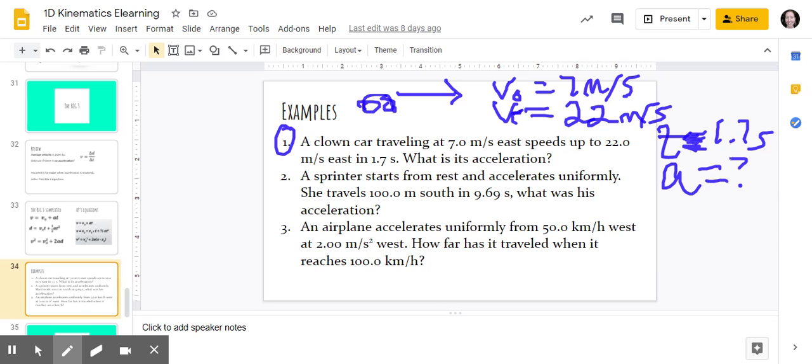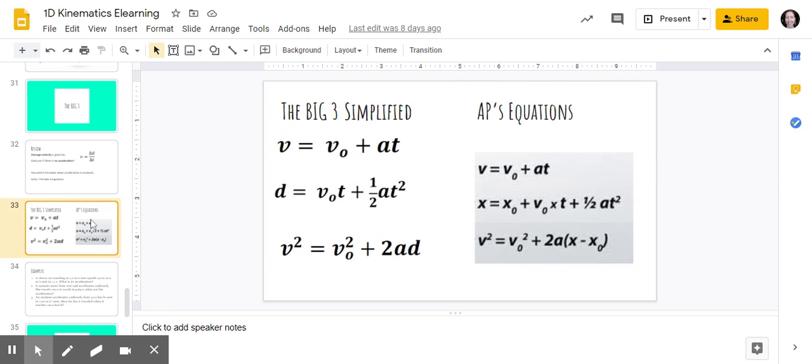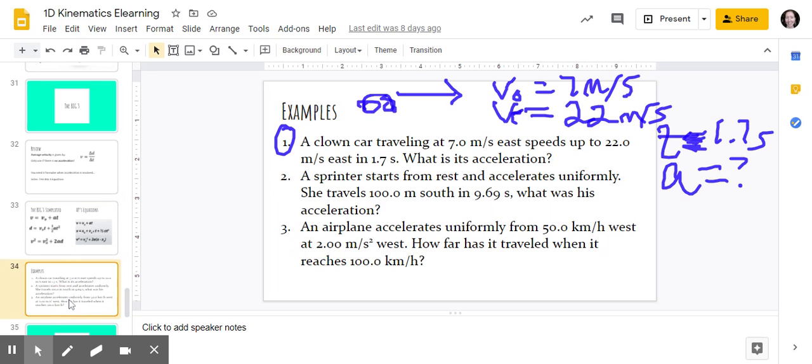So it's really important for you to do that. So if we go ahead and look at the big three, we've got V naught, VF, T, and A. So we need to find an equation that incorporates all of those. It doesn't have anything extra. So if we go back to the big three, we've got this equation up here, the first one, V equals V naught plus AT.